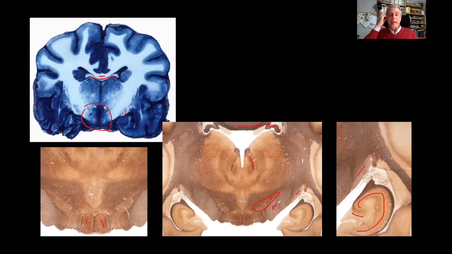And another thing, what is that? This is the crus cerebri, which goes up, and it is formed by fibers that go down from the cerebrum, and they form part of the internal capsule. Okay.